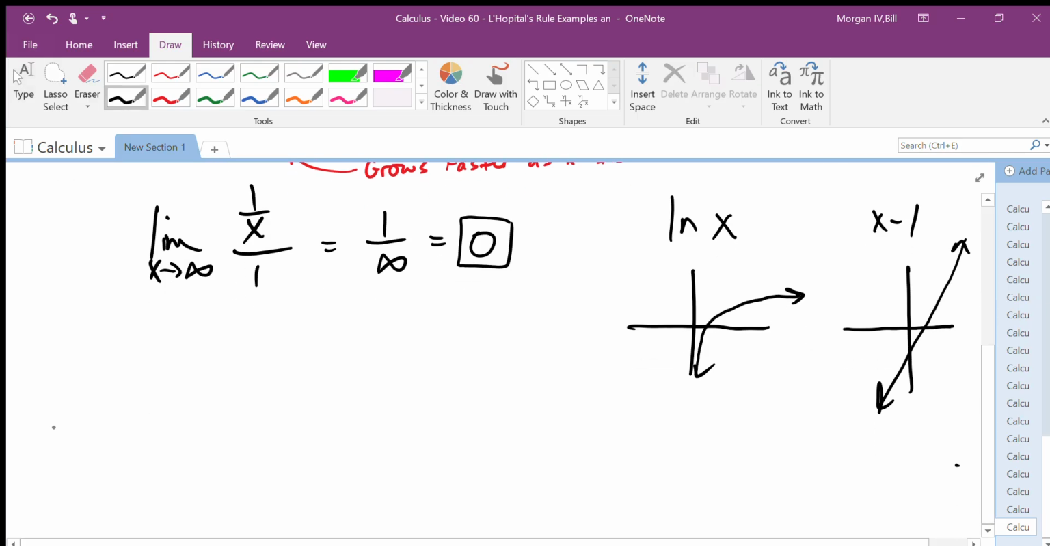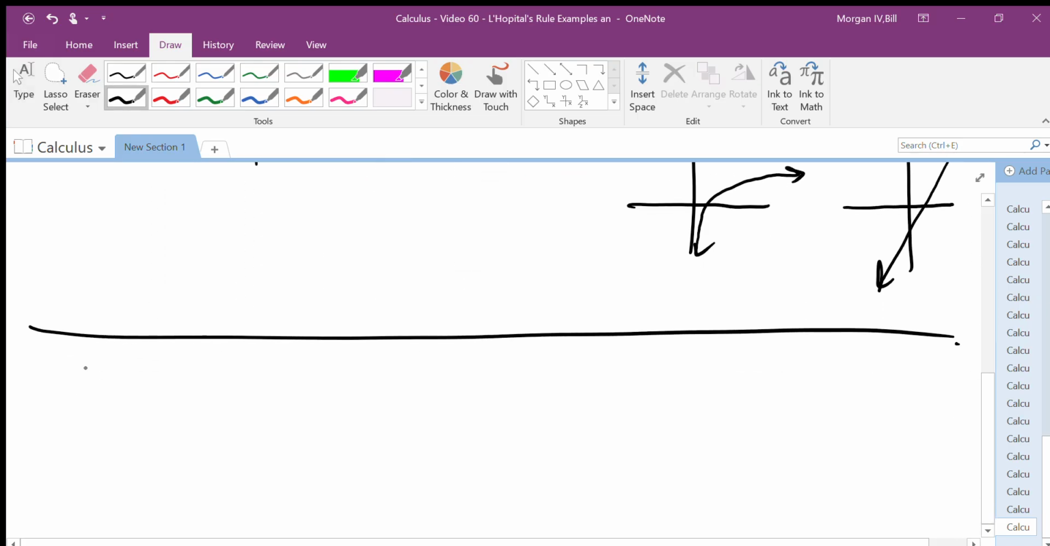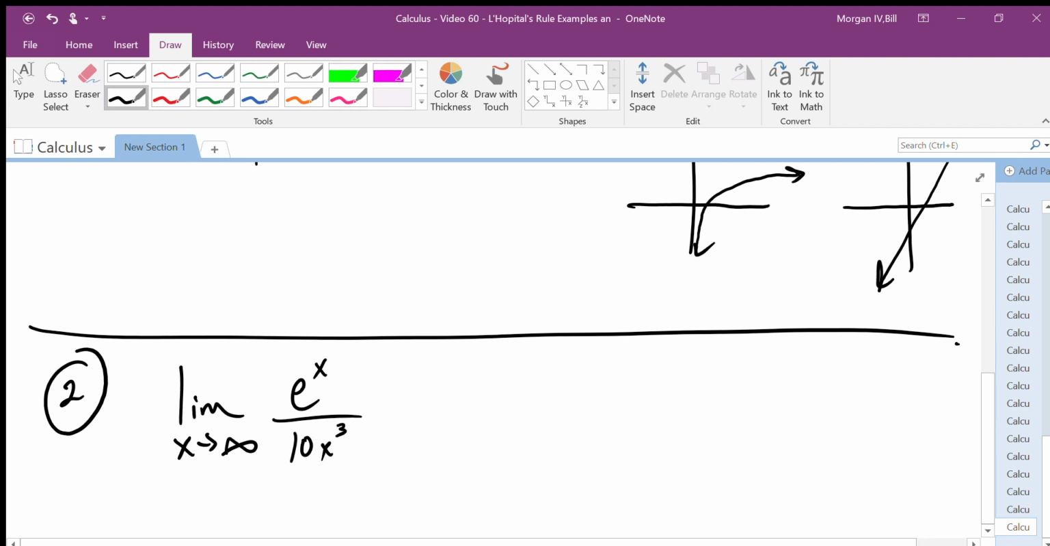Okay, let's try one more of these. What if I have the limit as x goes to infinity? Again, x is going to infinity here, so we can consider growth rates of e to the x divided by 10x to the third.